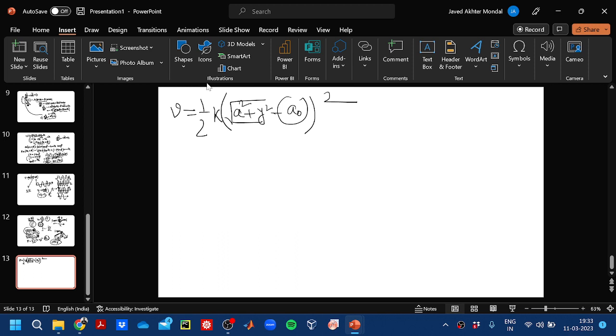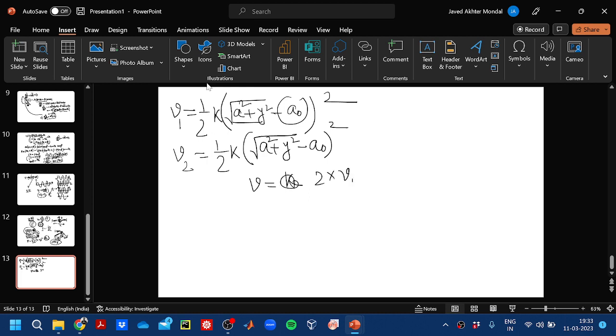squared. This is for one spring, so let us denote this by v1 for the first spring. Since both the springs are symmetrically positioned, the second one will also have the same potential. So the total potential of the system will be 2 times v1, since v1 and v2 are the same. So you can write this as k multiplied with root of a square plus y squared minus a0, squared. So this is our potential.